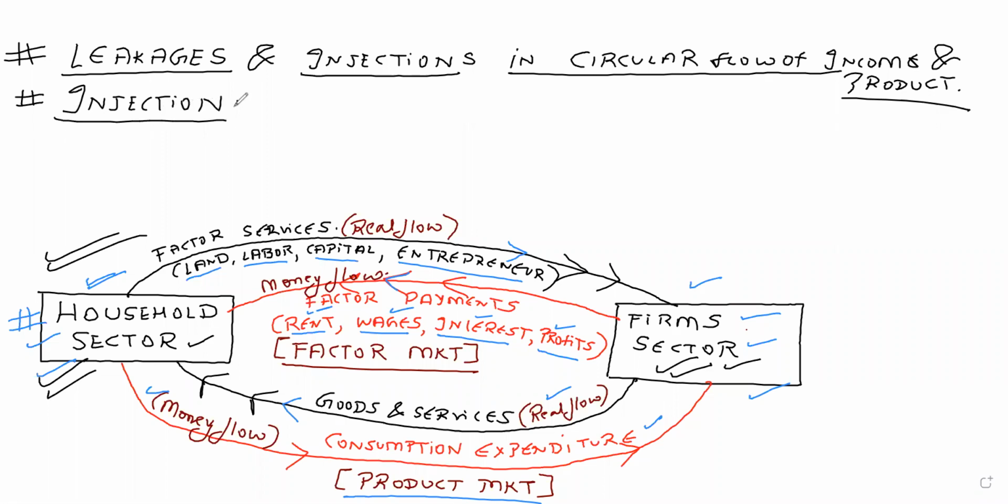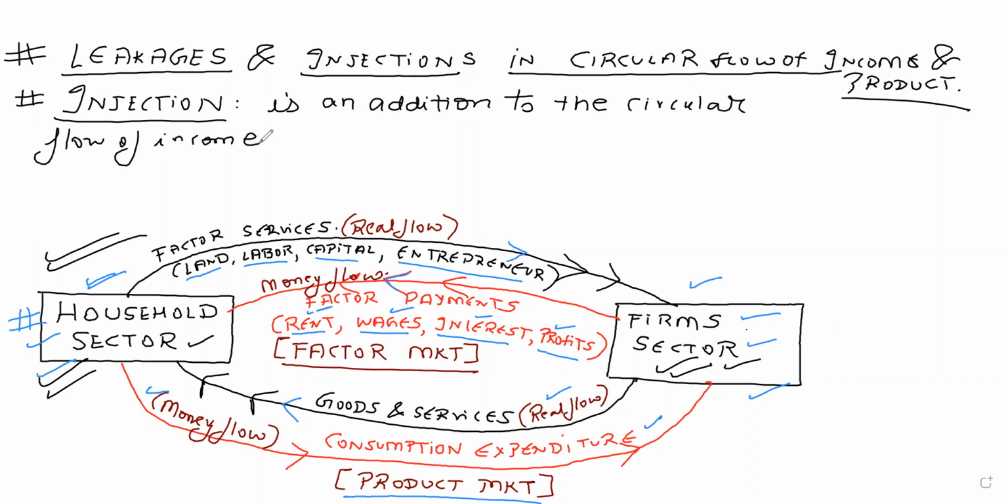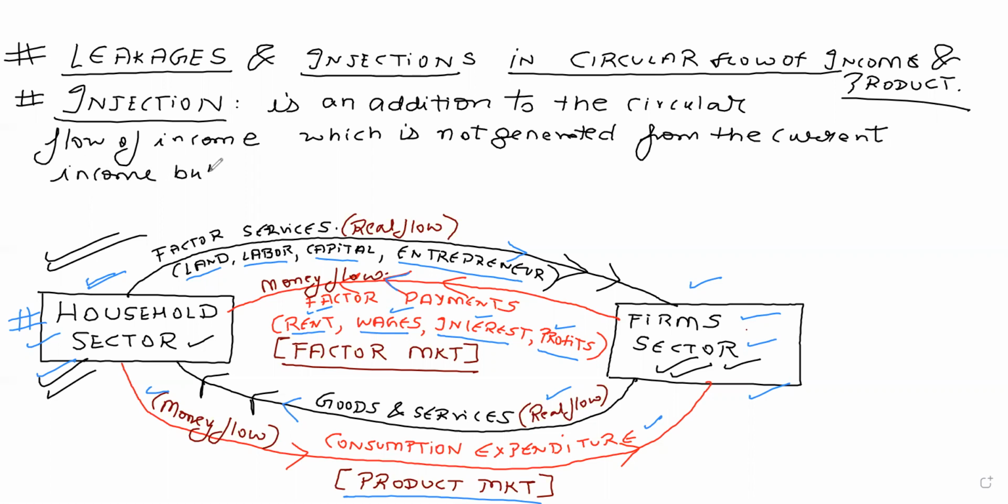So what is injection? Injection is an addition to the circular flow of income, which is not generated within, not generated from the current income, but is coming up from outside the circular flow.